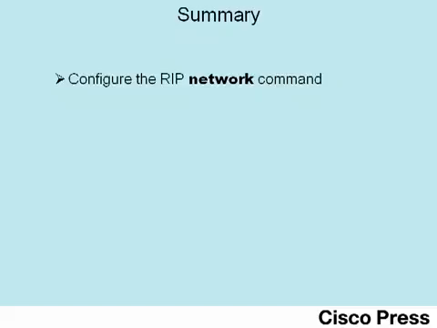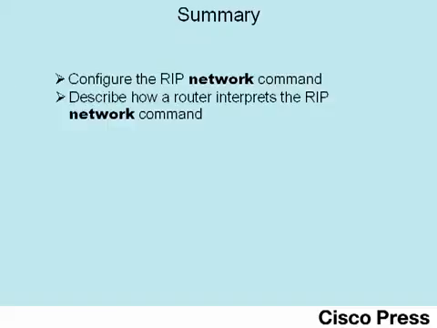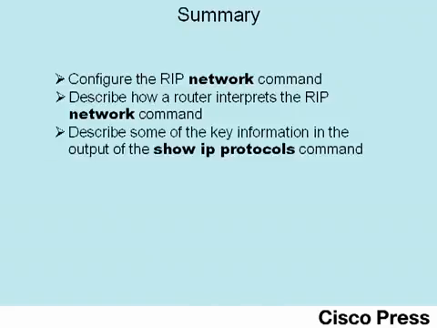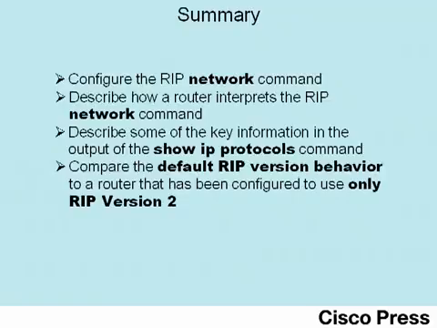This concludes IC&D1 Lab 9. In this lab, you'll learn how to configure the RIP network command, as well as how to understand and interpret what the RIP network command really does. You've also seen how to interpret some of the key information that's found in the show IP protocols command output. And you've learned how to compare the default RIP version behavior, which tells a router to only send version 1 updates, but be willing to receive either version of update, as compared with a router that's been configured to just use version 2.